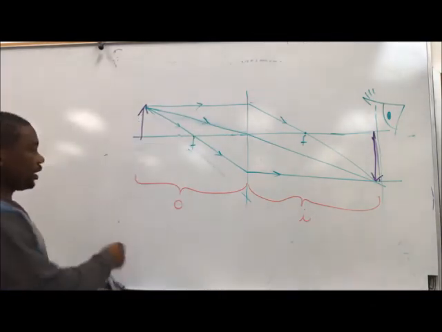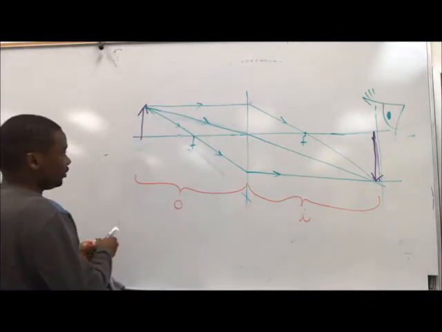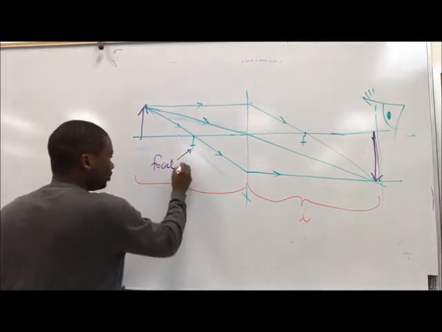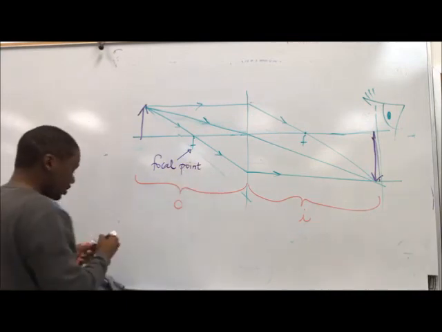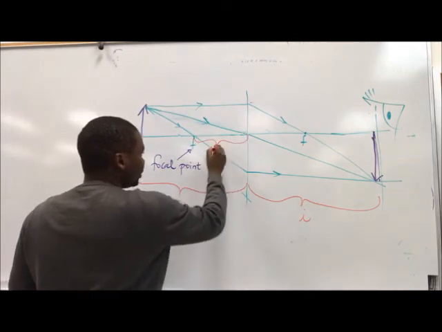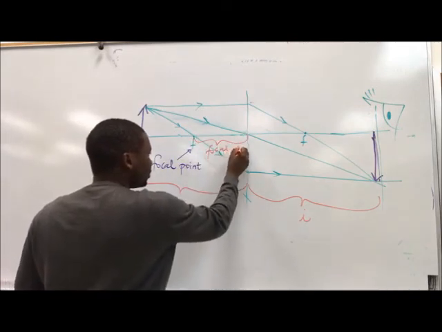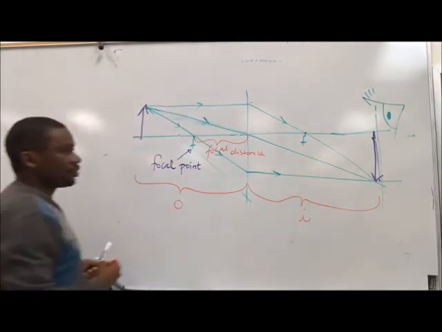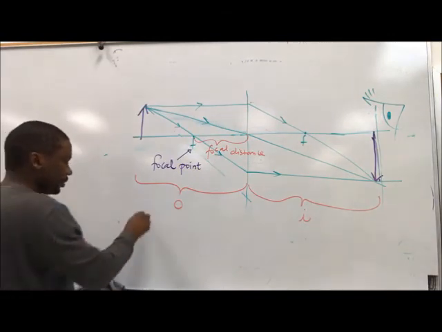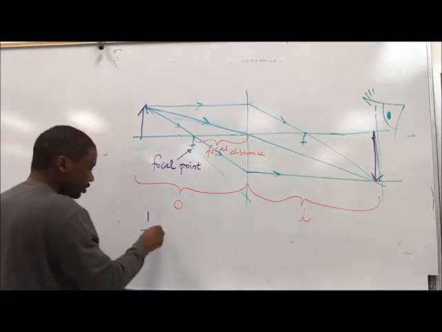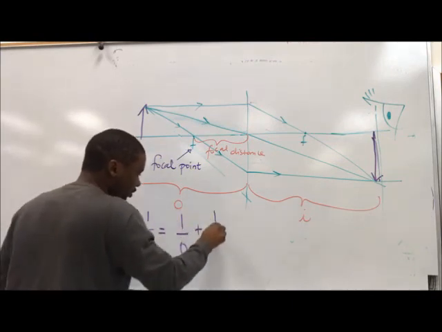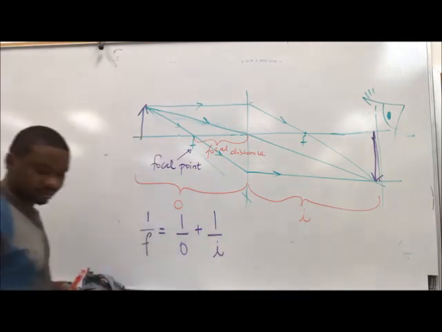F is the focal point, and this distance is baptized the focal distance. So the distance of the focal point from the lens is called the focal distance. In order to find the focal point, here's the formula I use. The reciprocal of the focal distance is the reciprocal of the object distance plus the reciprocal of the image distance.